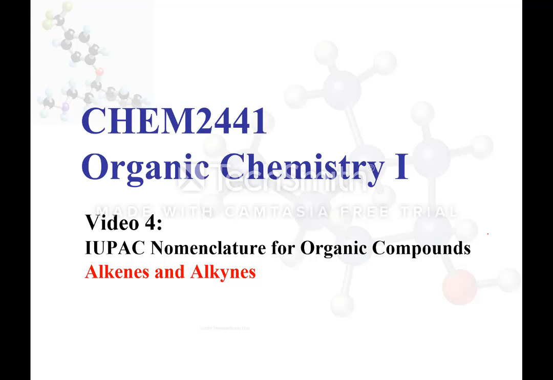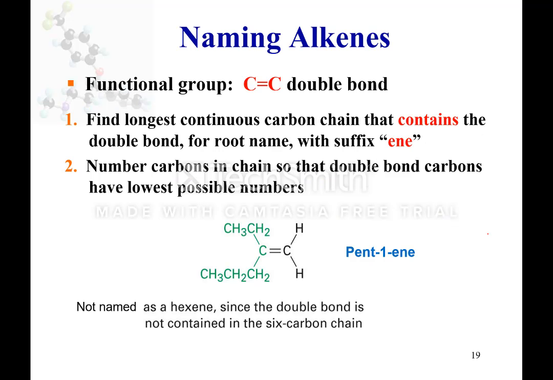Hello, this is video 4 to explain the rules for naming alkenes and alkynes. Alkene is the family of molecules having the functional group being a carbon-carbon double bond. When you want to name an alkene, you have to find the longest continuous carbon chain again, but it must also be the one that contains the whole double bond. Then you take as a root name the number of carbons and add the suffix "-ene".